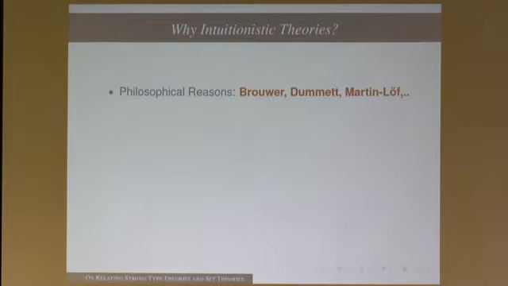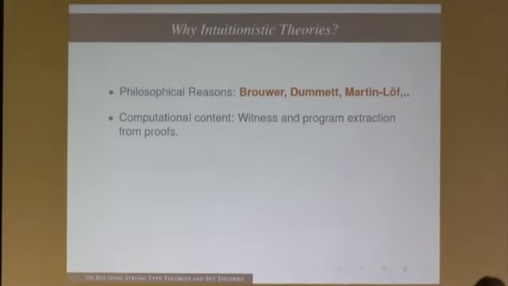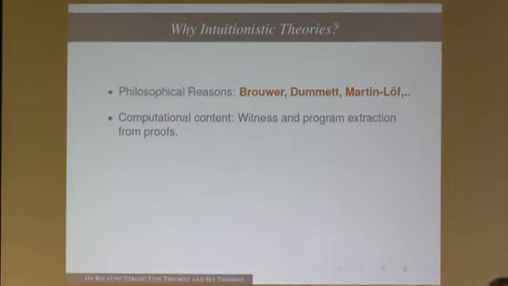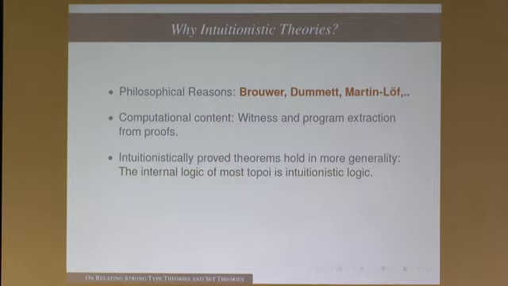Okay, so if we are not interested in philosophy, then there are other reasons. So one reason, of course, as you know, is that if you have intuitionistic proofs or constructive proofs, you may be able to extract information from them, computational content. Okay. Then there's the reason that actually there's not only classical worlds, there's other worlds, and for instance like topoi, and the internal logic of many of these topoi is not classical.